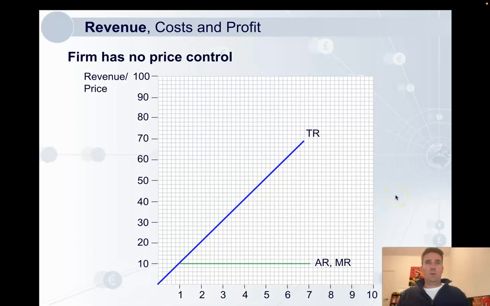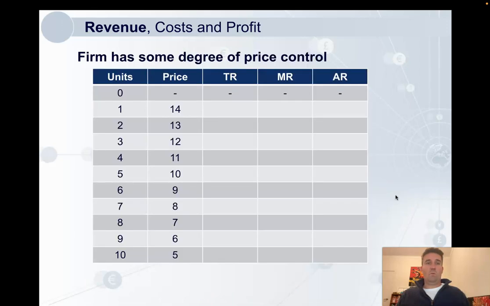Now we'll look at a firm that has some price control. Okay. You'll notice that as they supply more, the price comes down. This shouldn't be too surprising, as we've learned about economies of scale. And also, the less scarcity of a good, the lower price you can charge.